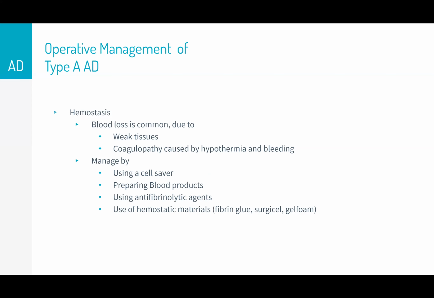Okay, so also an important part that you need to plan for during your procedure is hemostasis. In this procedure, blood loss is common because of weak tissue and also coagulopathy, caused by either the hypothermia or the bleeding. It is usually managed by using a cell saver, preparing blood products in advance, using antifibrinolytic agents, and also use of hemostatic materials like fibrin glue, Surgicel, and gel foam.